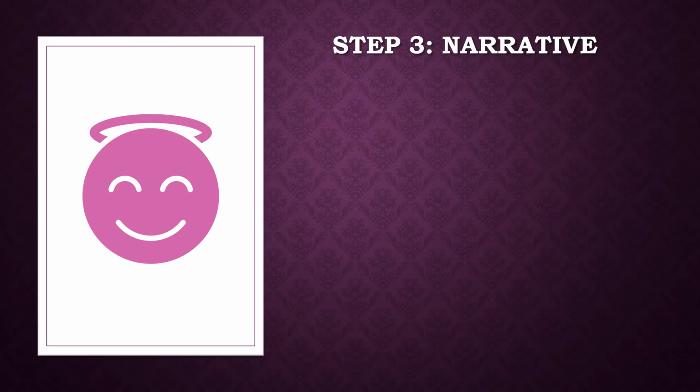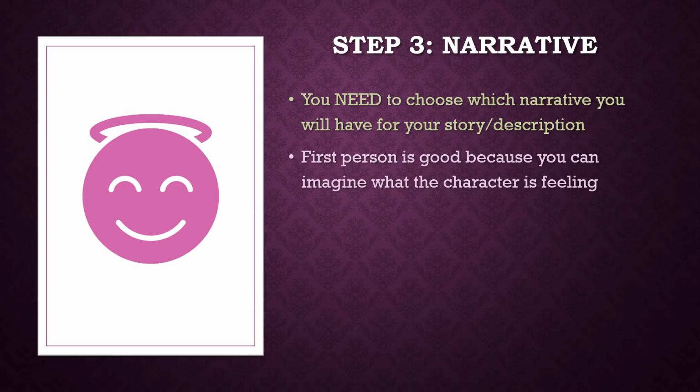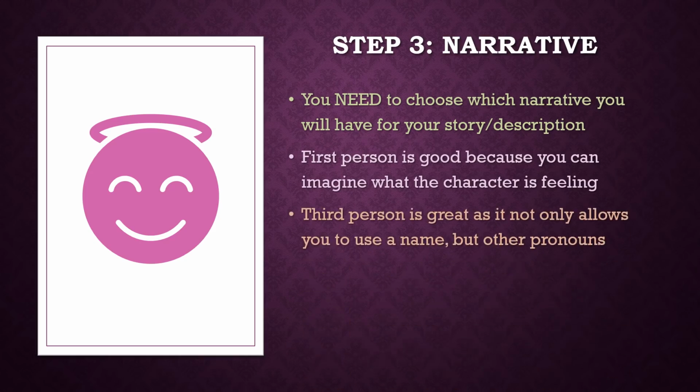Step 3, the narrative. You need to choose which narrative you will have for your story or description. First person is good because you can imagine what the character is feeling. You're putting yourself into the story. Third person is great as it not only allows you to use a name, but other pronouns, so it gives you a bit more variety. I personally would say avoid using second person as it can get difficult and confusing.